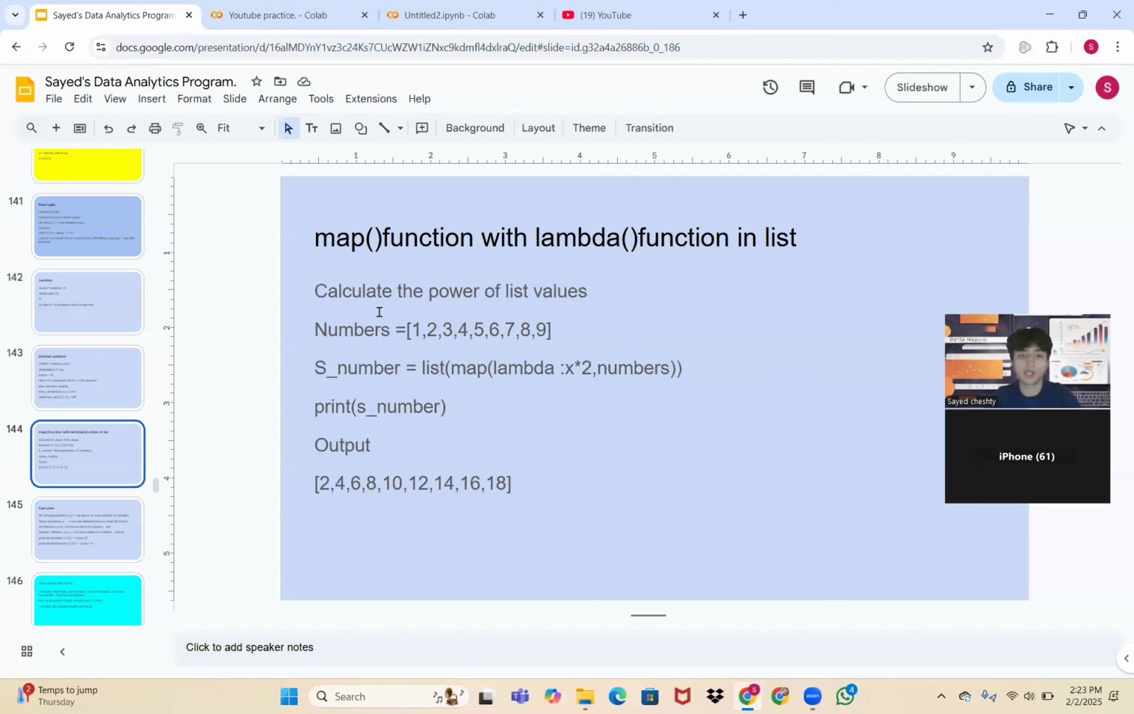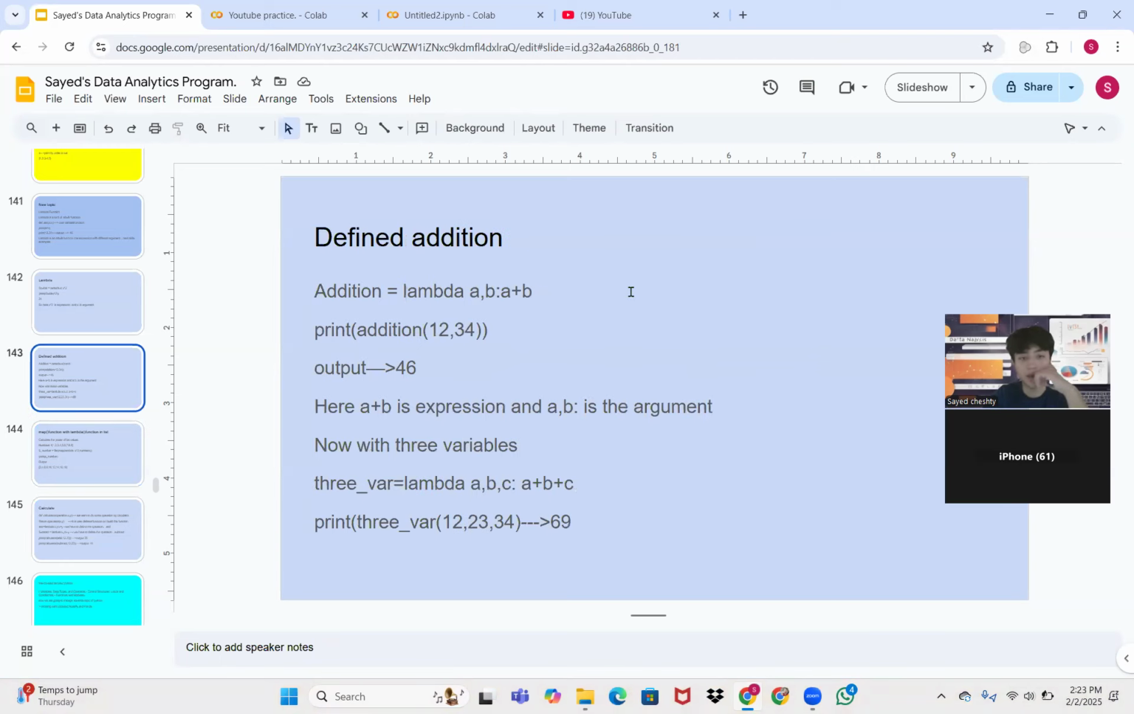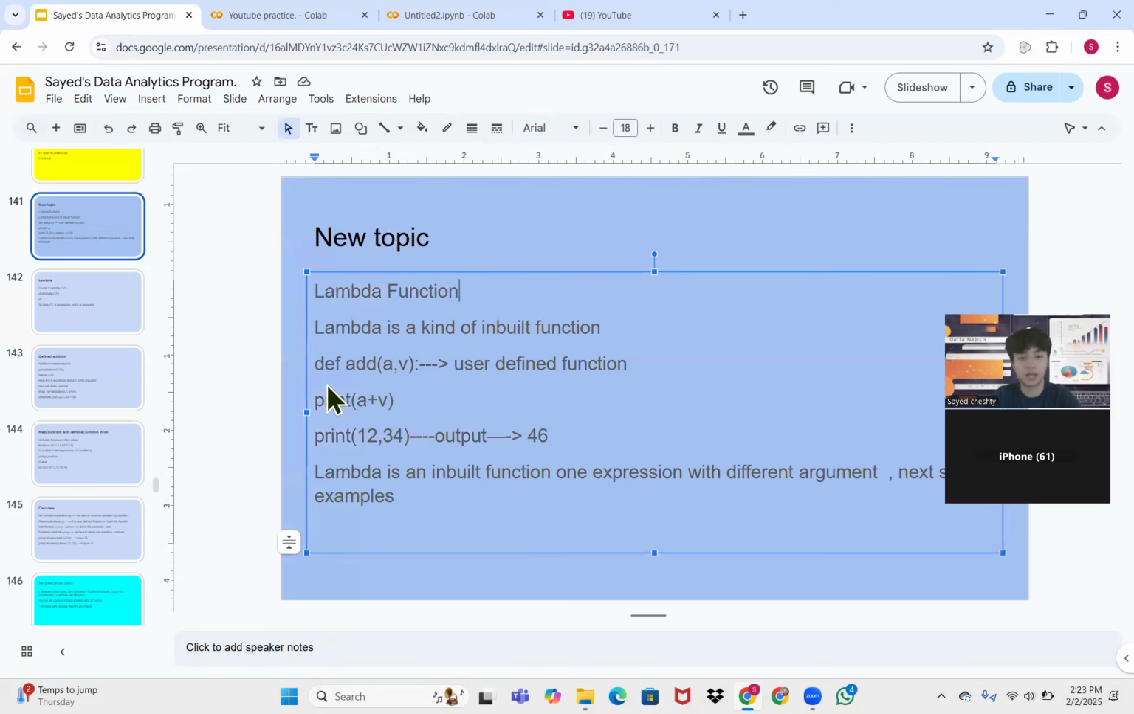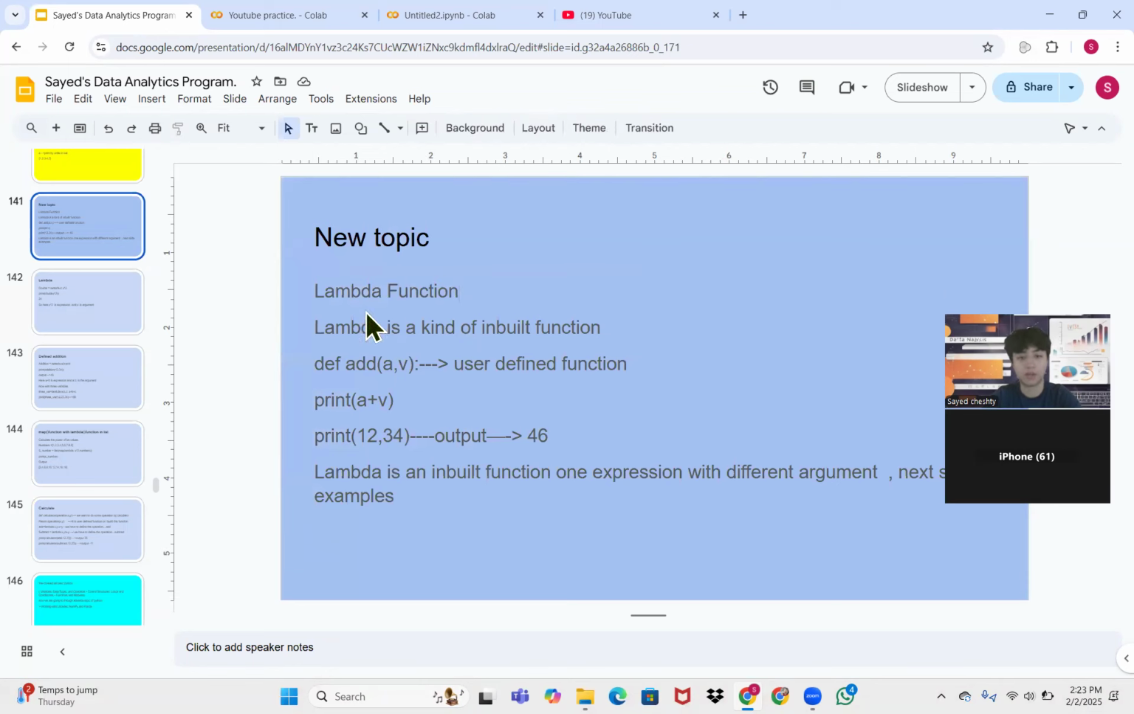We learned about how to calculate, how to use map with a lambda function and a list, how we can define the addition, how we can also do lambda coding for double multiplication, and I talked about what lambda is.